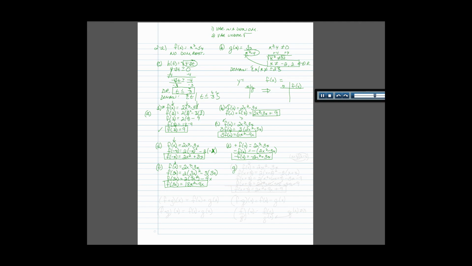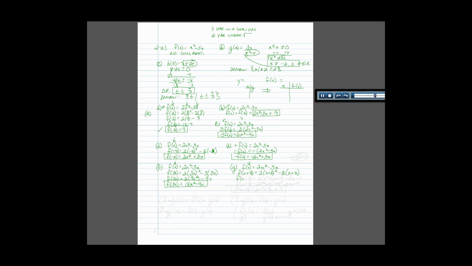Next one is kind of hard. F of x equals 2x squared minus 3x, and now we want to find f of x plus 3. So everywhere there's an x, what am I going to do? I'm going to put in an x plus 3. So 2, parentheses, take out the x, put in x plus 3, square it. Minus 3, take out the x, put in an x plus 3.